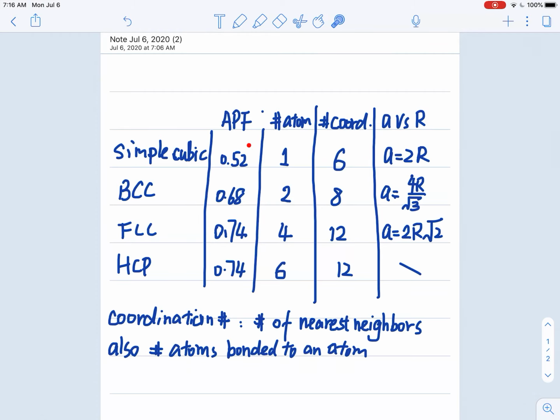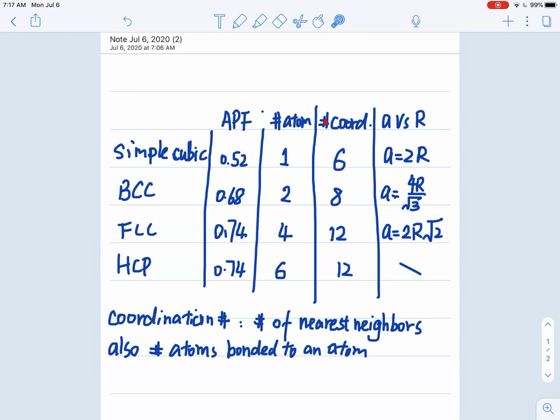It has the lowest packing efficiency. Remember, APF here represents how efficient it is at packing, and the APF is only 0.52. It's the lowest among all the crystal structures here. And the number of atoms inside a unit cell is only 1. So we only have 1 atom per unit cell for this simple cubic crystal structure.